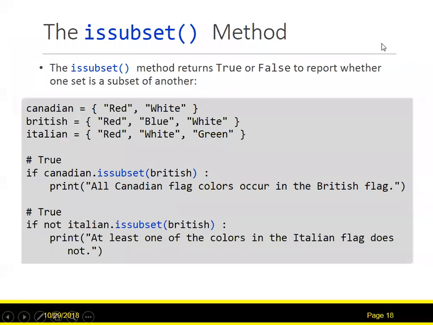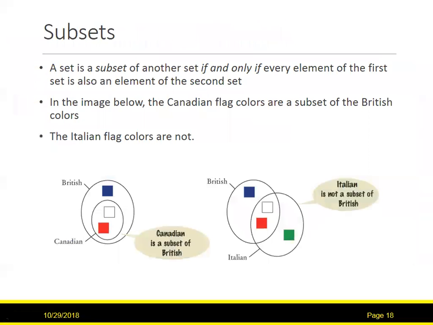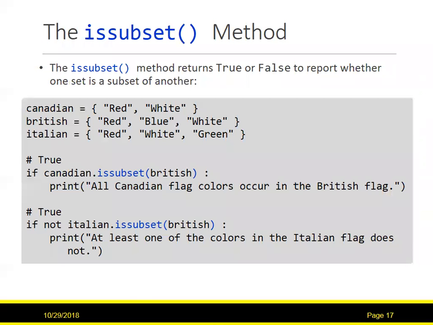It's confusing. So in here, Canadian is true because both Canadian colors are in British. Now here, is Italian a subset of British? No. Can you go back a slide? Italian is different. It has green and British has blue. Okay, yeah, I got it. So here, which one are we at? This is true. Wait, why is it true? There you go, we've got the not there.